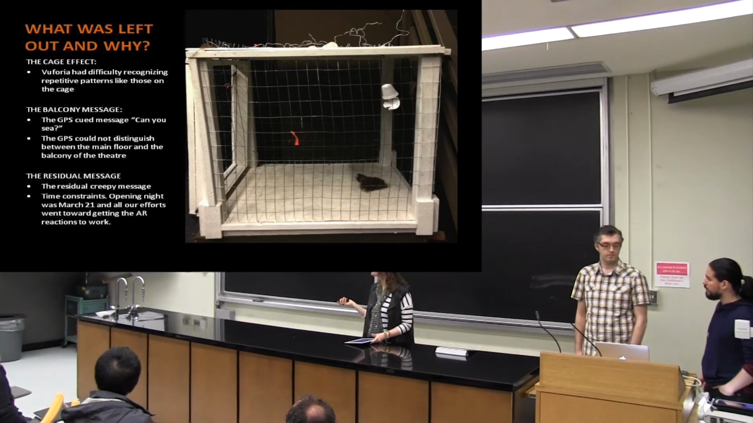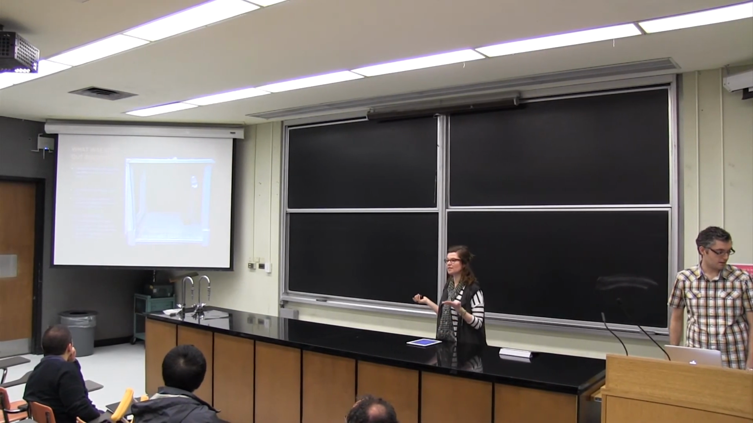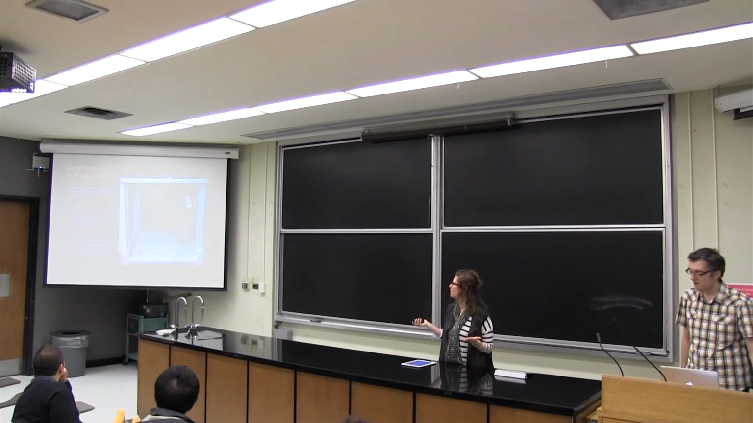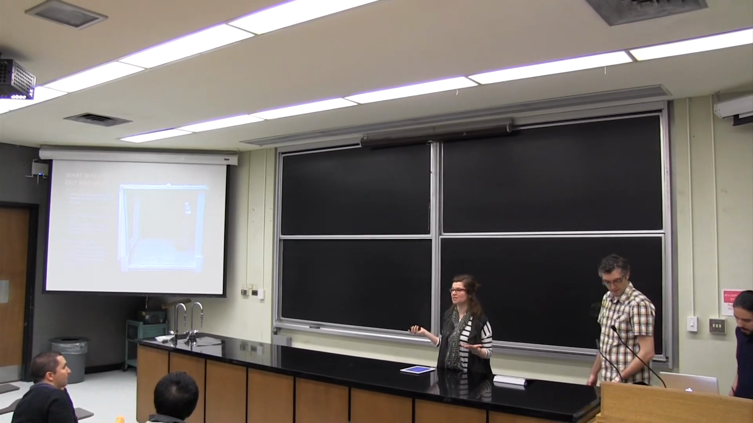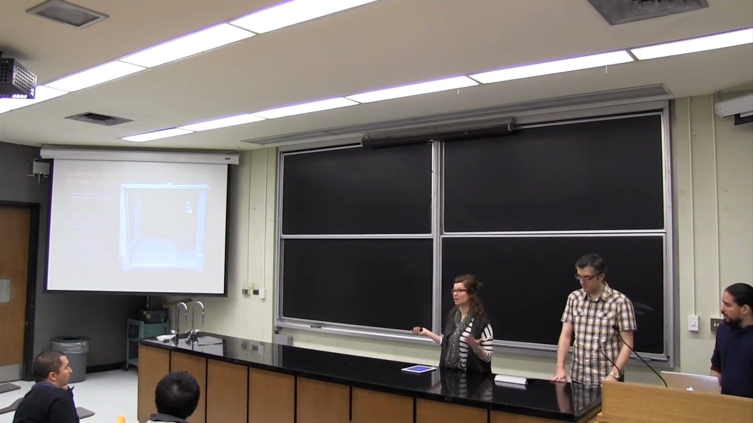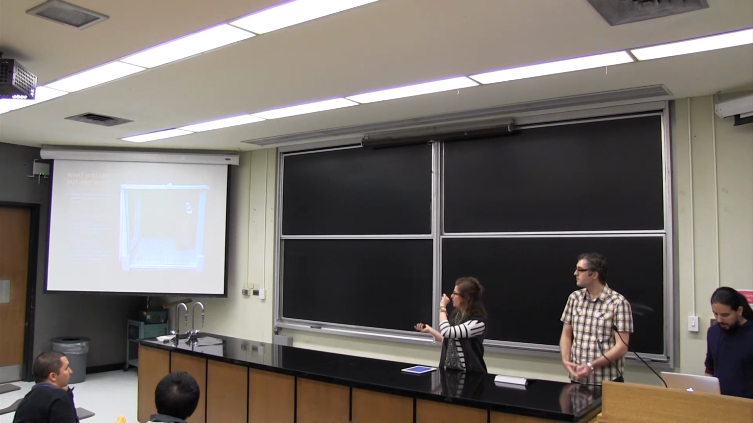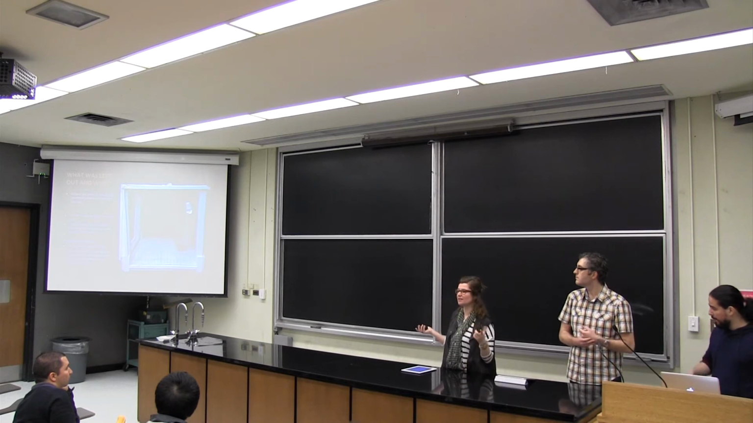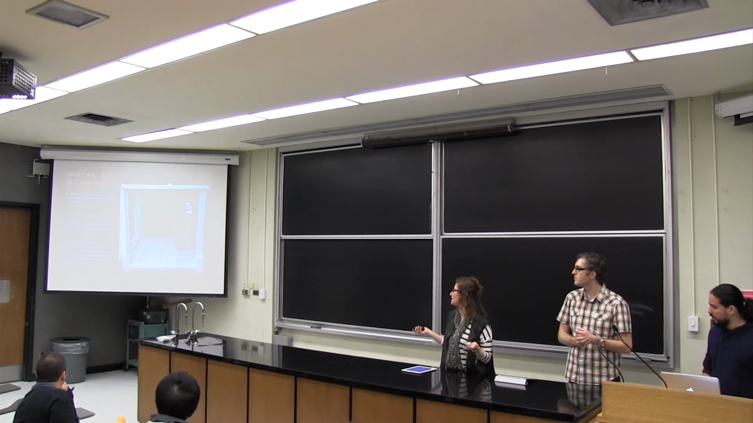The balcony message. We wanted to have the phone send a message to users when they went upstairs that says, "Can you see?" to emphasize that the detainees were always around the ocean, but they could never see. It was to lead them to look through a tiny peephole to see the sea. However, we couldn't get the GPS to distinguish between the first floor and the second floor.